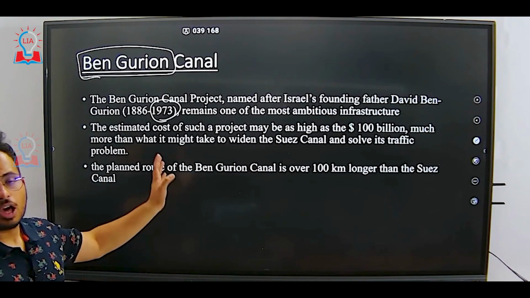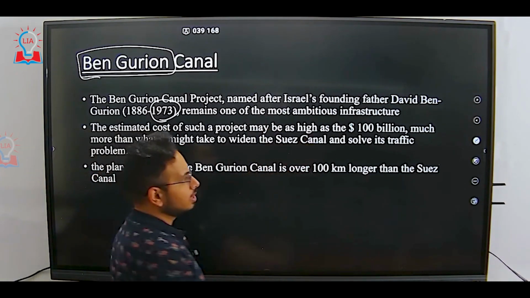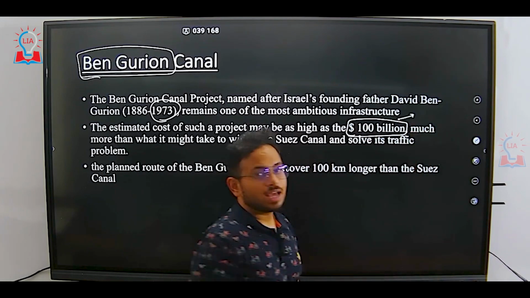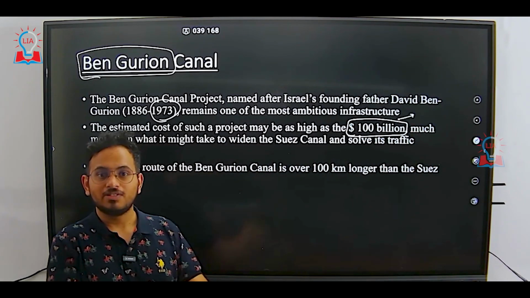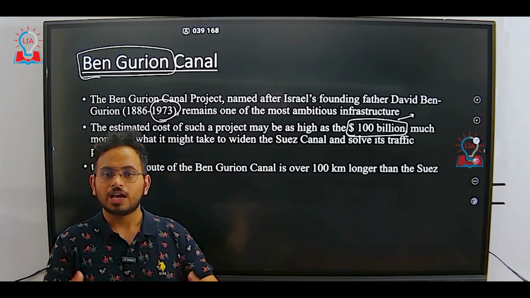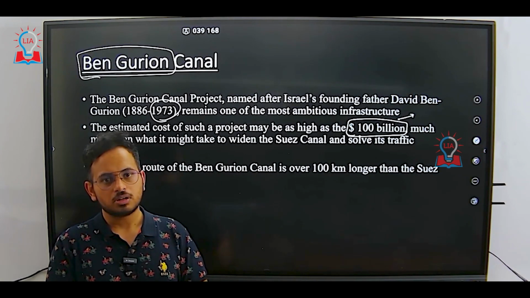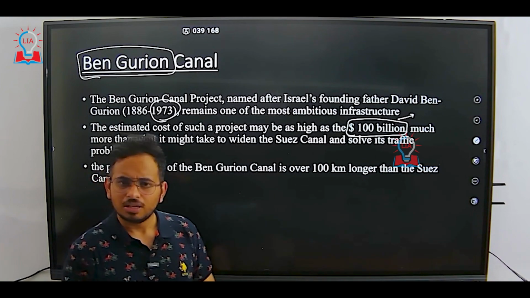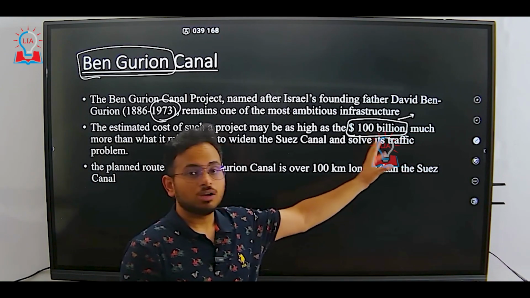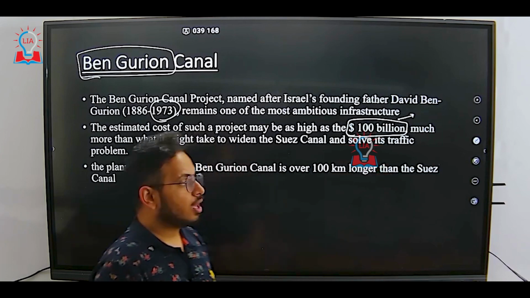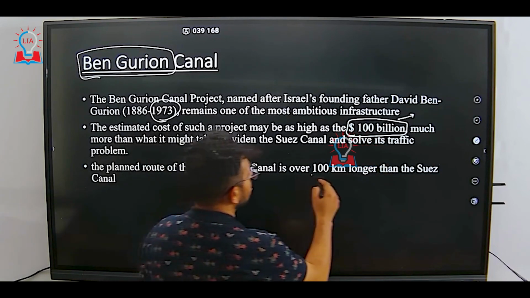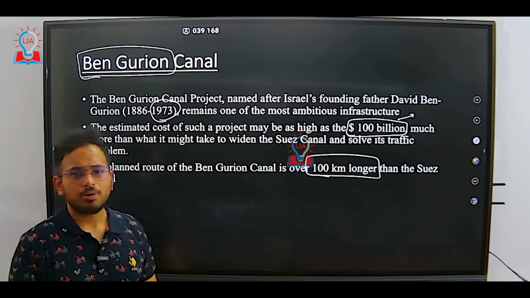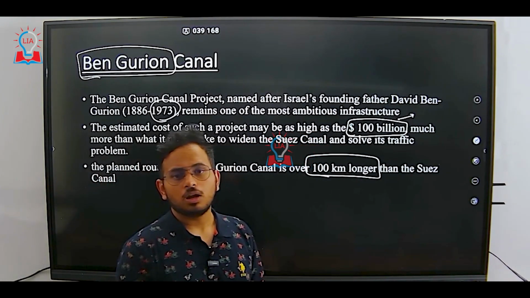The Ben Gurion Canal on paper looks very good, but it takes a huge investment of $100 billion, and the canal has to be dug across the Negev desert. Taking a lot of equipment into the middle of the Negev desert and carrying out the excavation of this canal becomes really hard, and it takes a lot of money. $100 billion is a huge amount to involve. Along with this, it is 100 kilometers longer than the Suez Canal. So all these are problems that are associated with the Ben Gurion Canal also.